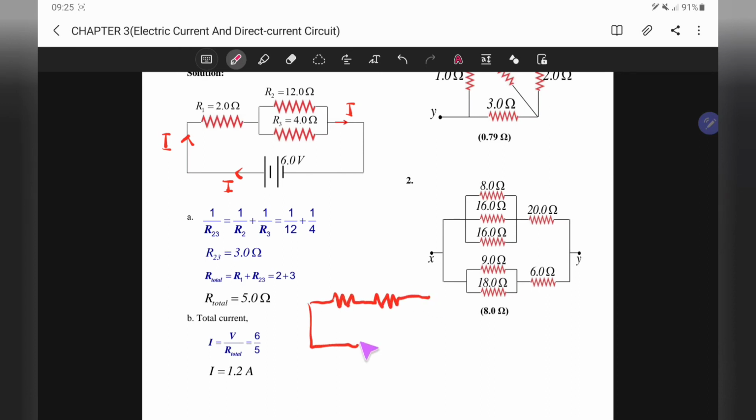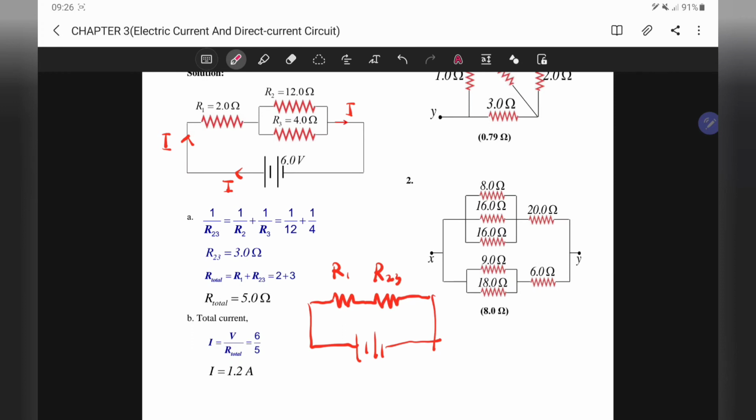This is the cell, this is R1 and this is R23, which is combined already to be 3 ohms. So R23 and R1 are arranged in series. To calculate R total, R total or R equivalent equals R1 plus R23, where R1 equals 2 and R23 is 3. Total up, you will get 5 ohms. So this is the way we combine the resistors step by step.